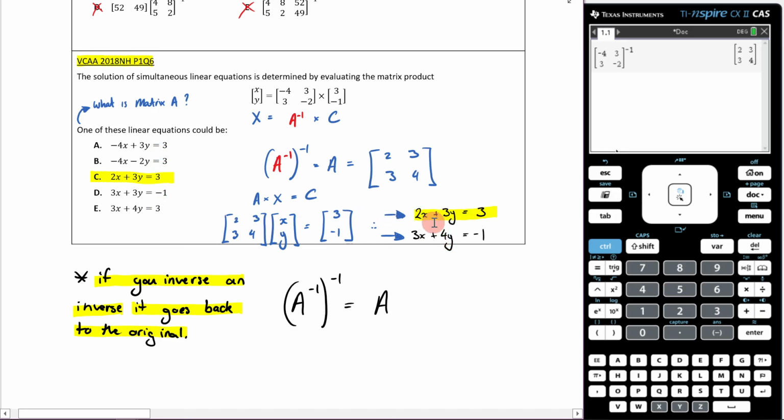Perfect. Hopefully that makes sense. A bit of a critical thinking one there. I'll see you later.